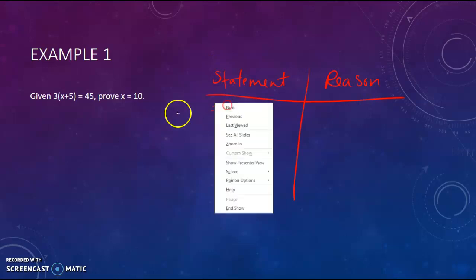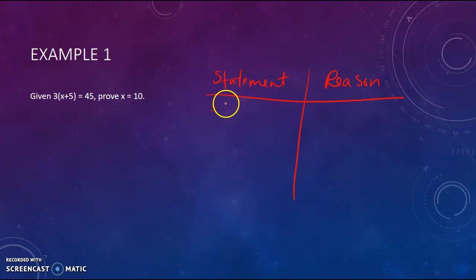Alright, so we always start with what is given to us. So in this case, that is that 3 times the quantity x plus 5 equals 45. How do I know? It says given. This prove part is what we want to show in the end. So I'm not going to look at this until the end. So from here, my reason on that one is given. That's the reason for most first steps.